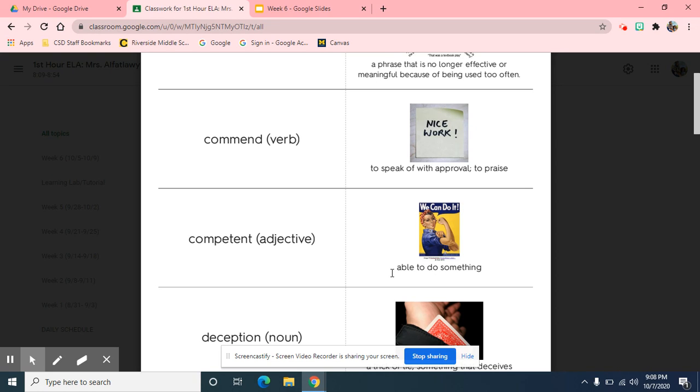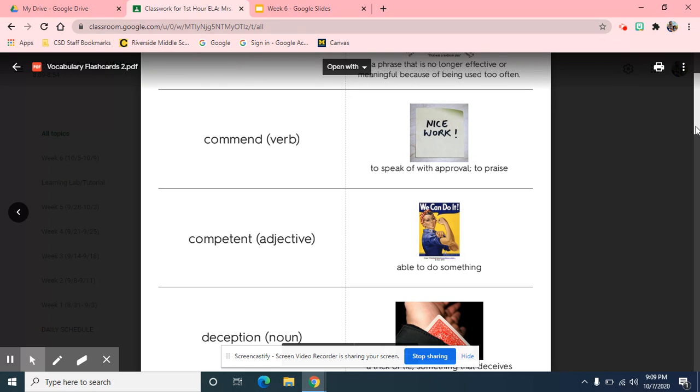Competent is able to do something. For example, Hassan is quite competent in the kitchen. So the dinner he made for us was delicious. That means he's able to cook. He's a very good person when it comes to cooking. For example, this person is a competent worker. That means they're strong. You can rely on them. That's called competent, and it's an adjective. It describes a person.